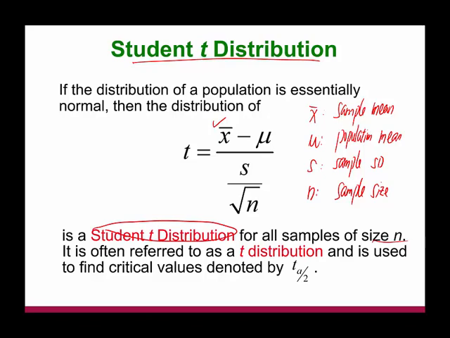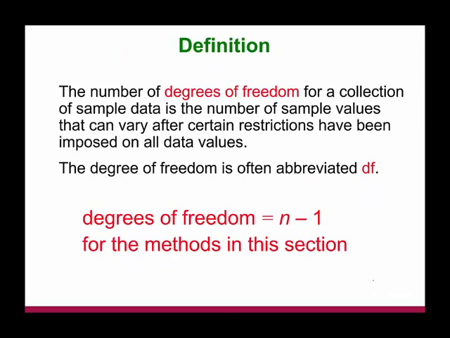I refer to the student t-distribution used to find the critical value t alpha over 2. In order to find it, we need to know alpha and also the degrees of freedom, which is n minus 1, sample size minus 1. The number of degrees of freedom for a collection of sample data is the number of sample values that can vary after certain restrictions have been imposed on all data values. Using df to represent degrees of freedom, df equals sample size minus 1.